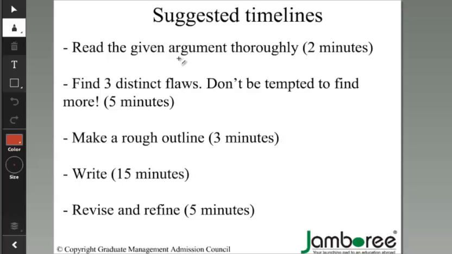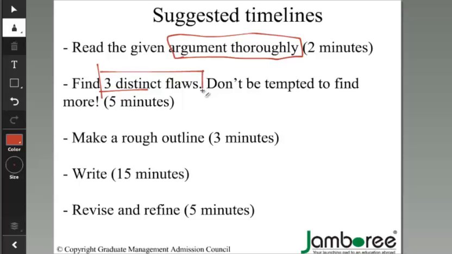So read the given argument thoroughly. It's extremely important, right? Spend 2 to 3 minutes here. Find 3 distinct flaws. As you know, how the AWA essay works is that there will be an argument where there will be gaps in logic or flaws in logic. You have to find those. You have to explain why these are gaps in logic, and then you have to suggest some corrective measures as well.